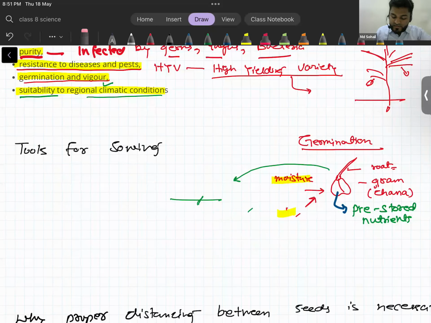Now next is the tools for sowing. What are the tools which we use to sow the seed?